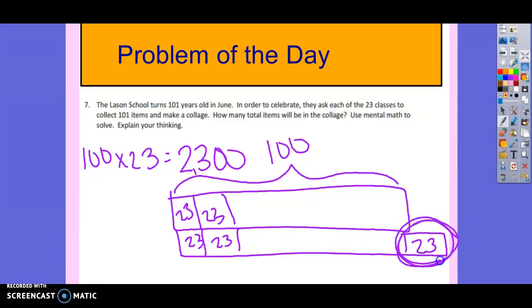Remember, I've got to add this other 23. So now I have 2,300 plus 23. I get 2,323. That's 101 items times 23 classes.